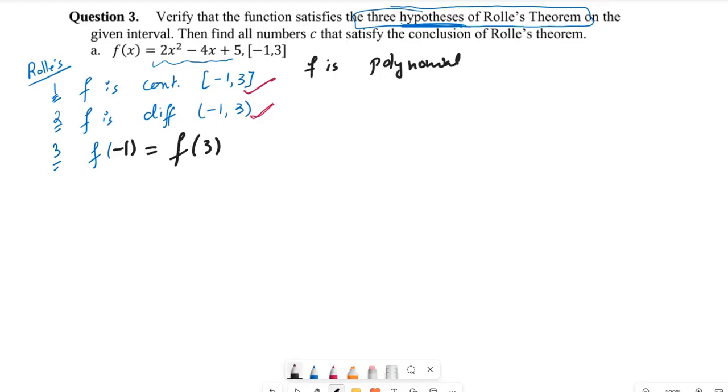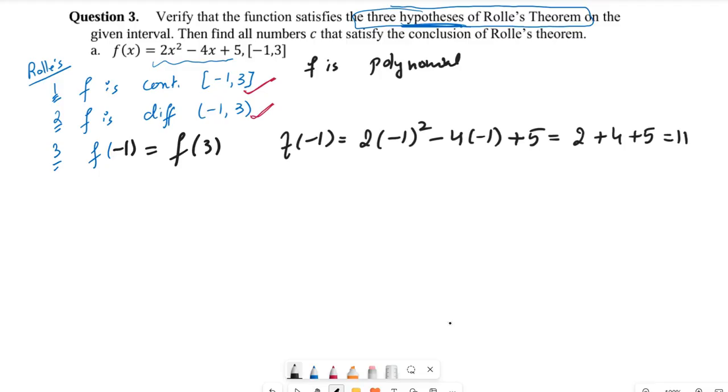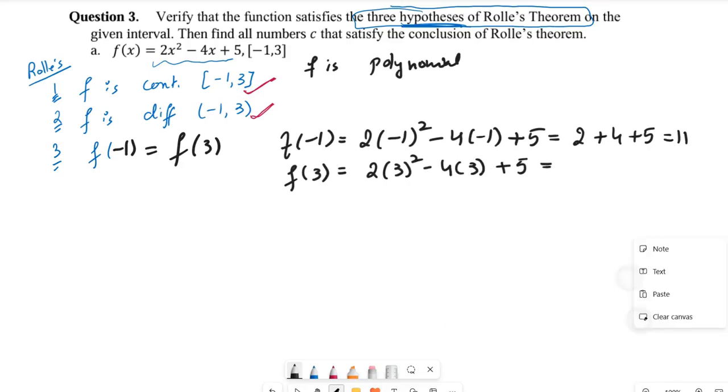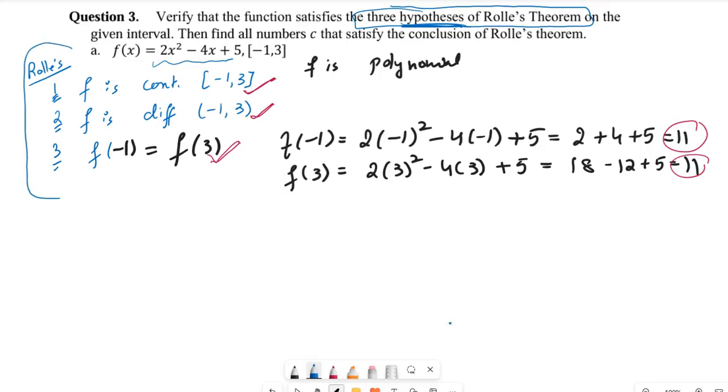Lastly, we need to check f of -1. So let's just find f of -1. F of -1 is 2 times (-1) squared minus 4 times -1 plus 5. That would be 2 plus 4 plus 5, and that is 11. F of 3 is 2 times 3 squared minus 4 times 3 plus 5. That's coming as 18 minus 12 plus 5. That's also 11. So you guys notice that these are equal. So we check the third condition too. So first part is done. First part was to verify three hypotheses of Rolle's theorem.